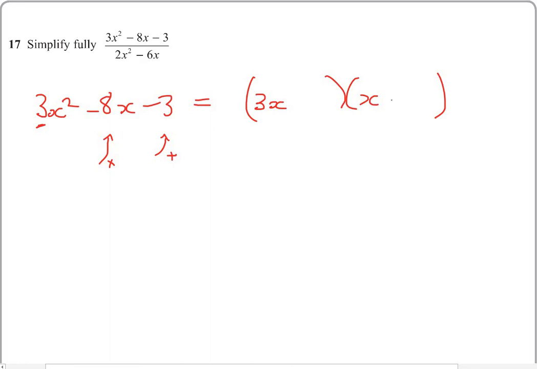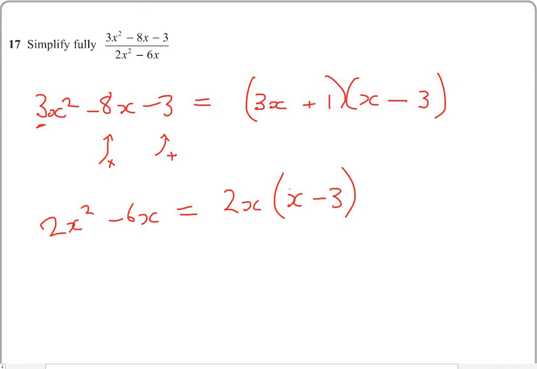So hopefully after a little bit of looking at it, you can see 3x times -3 is -9x, and then if we put a +1 here, we get the required answer. So 3x squared plus x minus 9x minus 3. So that's how we do the top one. And the bottom bit, 2x squared minus 6x, well, we can take a factor of 2x out to leave x minus 3. Let's just check that again, 2x squared minus 6x.